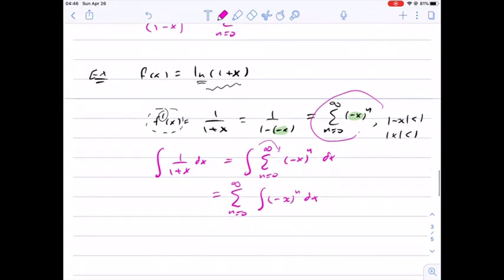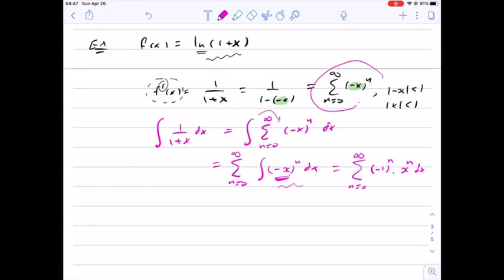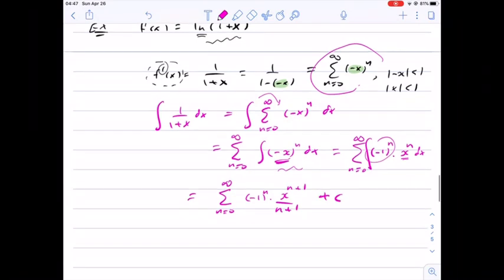And then what is the integral of this function? Before integrating, it's better to write it this way: -1 to the power n, then x to the power n dx. It becomes easier to integrate if we write it this way. So this is the sum n from 0 to infinity of -1 to the power n, because this is constant. Now the integral of x to the power n is x to the power n plus 1 over n plus 1, plus the constant of integration c.